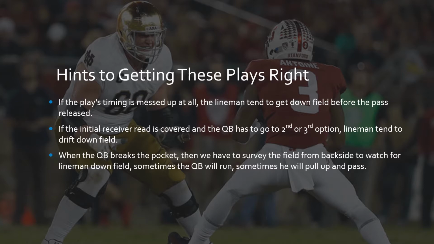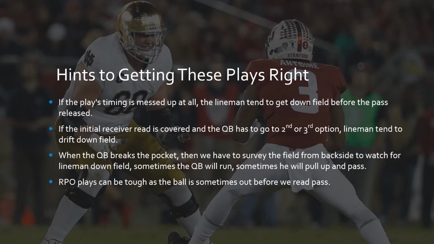Also, if the quarterback ever breaks the pocket, we have to start surveying the field from the backside to watch for linemen downfield. If the quarterback tucks it and runs, we have no concern. But if he pulls up and passes, and that pass goes beyond the line of scrimmage, we know that we have to be on the lookout for IDP. If we have run-pass option plays, those are tough. Sometimes the ball's out before we read pass. The key thing to remember in all of these plays is if you're not certain that the lineman is beyond 3 yards, don't put your flag down. No calls are generally better than incorrect calls. I'll show you some examples of that here in a minute as well.